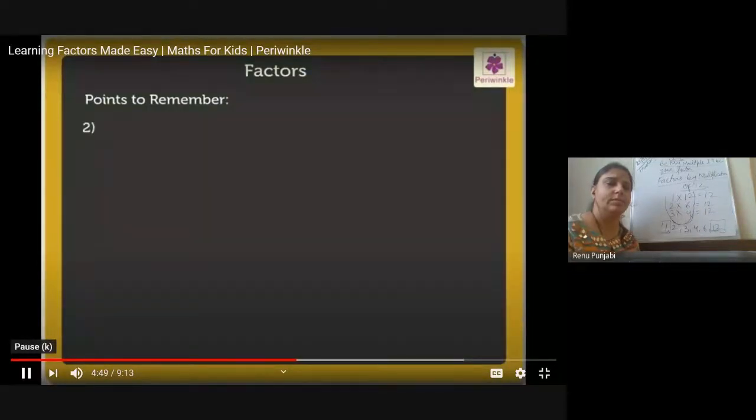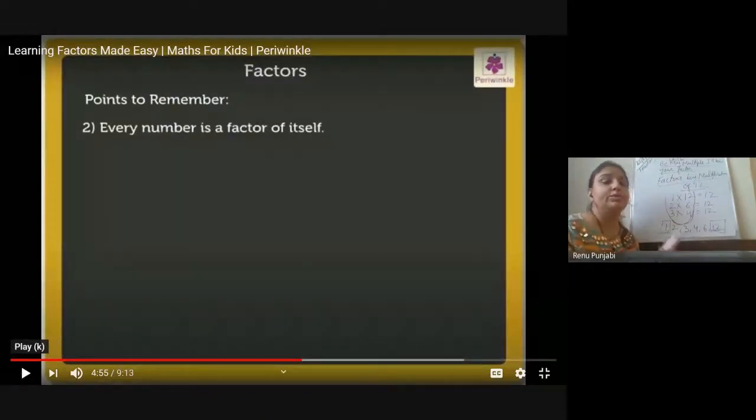Point 2. Every number is a factor of itself. As I said in the beginning, every number is a factor of itself. So, two factors are fixed for every number. First is 1 and second is the number itself. If I ask you to write the factors of 32, then 1 and 32, two factors are fixed for every number.